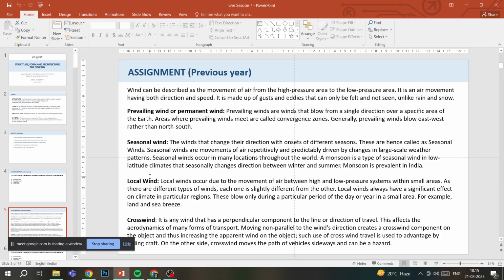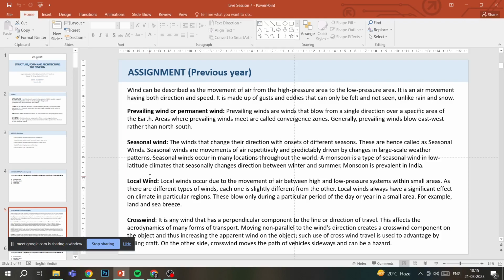Then local wind. Local winds occur due to the movement of air between high and low pressure systems within small areas. They are called local winds because they are regional, even on a smaller scale than a region. In a very small part, these winds happen because of different climatic conditions. For example, there might be a lake or a water body present, and that may affect the wind pattern locally. So that would be local wind.